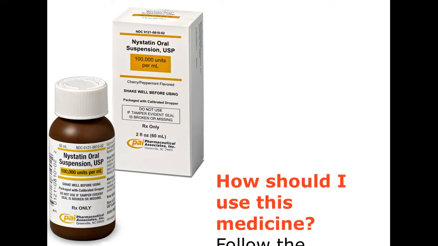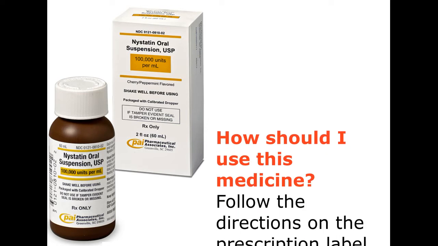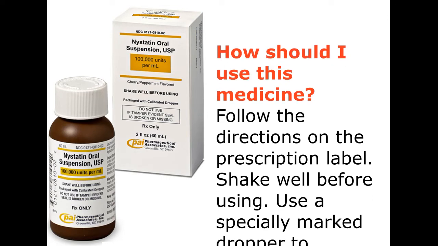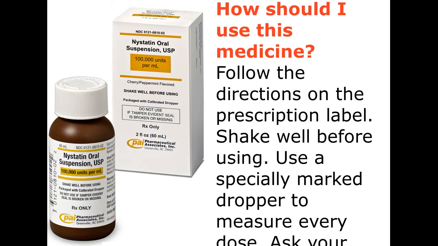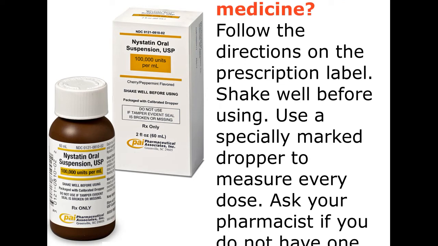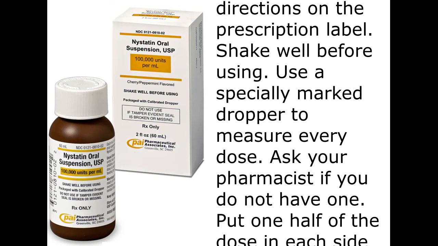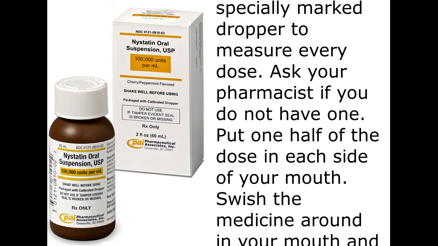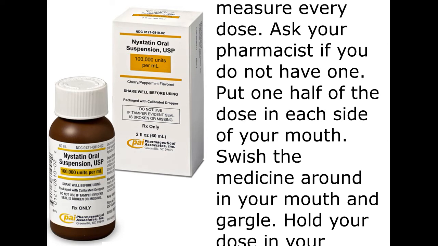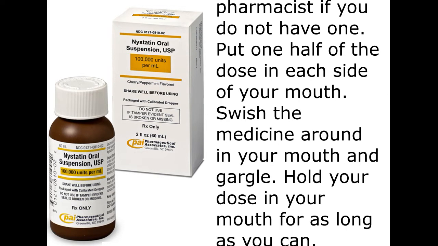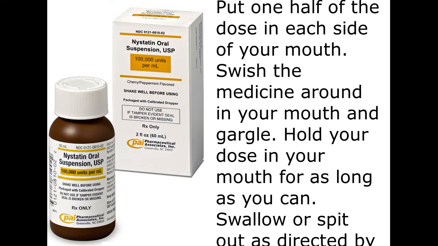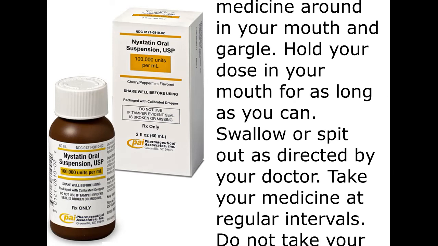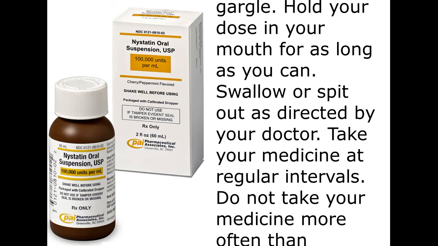How should I use this medicine? Follow the directions on the prescription label. Shake well before using. Use a specially marked dropper to measure every dose. Ask your pharmacist if you do not have one. Put 1/2 of the dose in each side of your mouth. Swish the medicine around in your mouth and gargle. Hold your dose in your mouth for as long as you can. Swallow or spit out as directed by your doctor.